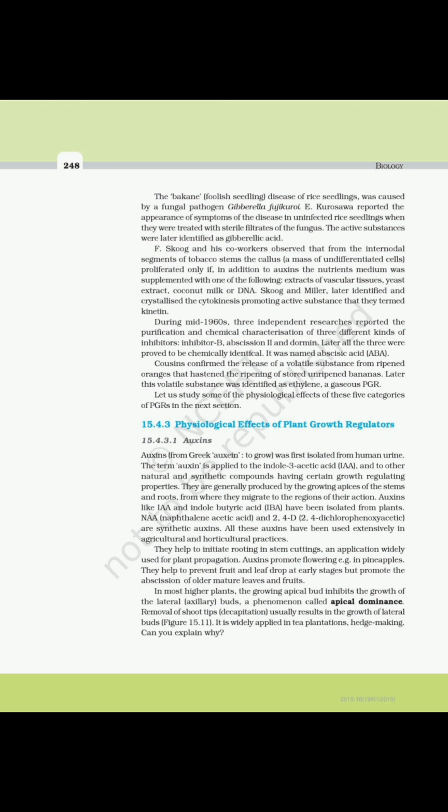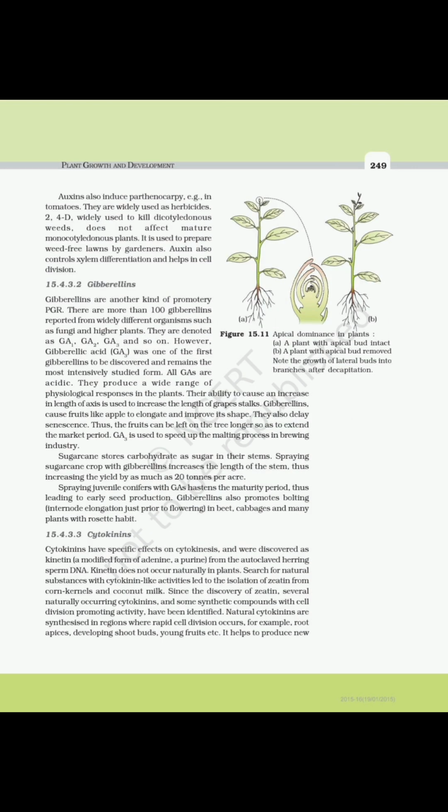It is widely applied in tea plantations and hedge making. Can you explain why? Auxins also induce parthenocarpy, e.g. in tomatoes. They are widely used as herbicides. 2,4-D, widely used to kill dicotyledonous weeds, does not affect mature monocotyledonous plants. It is used to prepare weed-free lawns by gardeners. Auxin also controls xylem differentiation and helps in cell division.